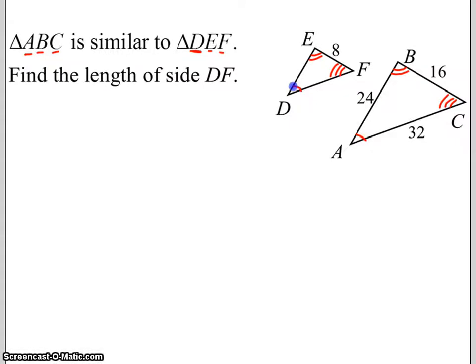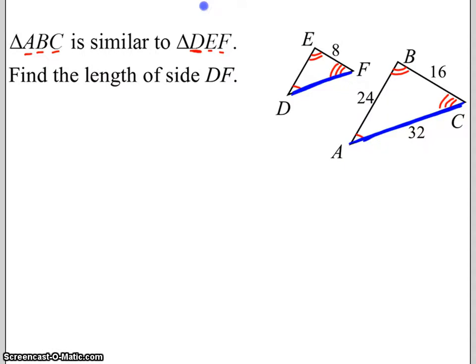Another thing that's interesting about similar triangles is the ratios of corresponding sides must be constant. That is, corresponding sides are proportional. So corresponding sides of similar triangles are proportional. That means they want you to find DF. Well, DF corresponds with AC. Now DF is not equal to 32 like AC is. It's proportional to 32. So we need a ratio that we can use here.